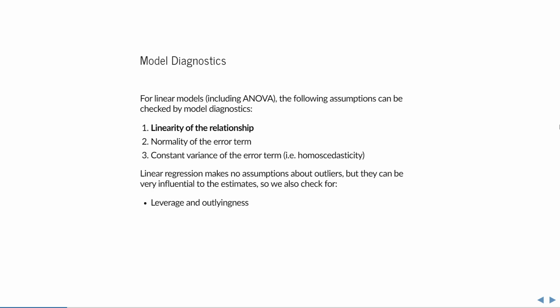For linear models, and ANOVA is also a linear model, so also for ANOVA, the following assumptions can be checked with model diagnostics. First, we can check linearity. We can also check the normality of the error term and constant variance of the error term, which is also known as homoscedasticity. Linear regression makes no assumption about outliers, but they can be very influential to the coefficients, and therefore we also look for leverage and outlyingness. Let's discuss linearity of the relationship first.